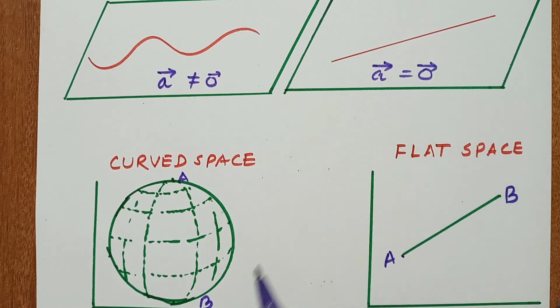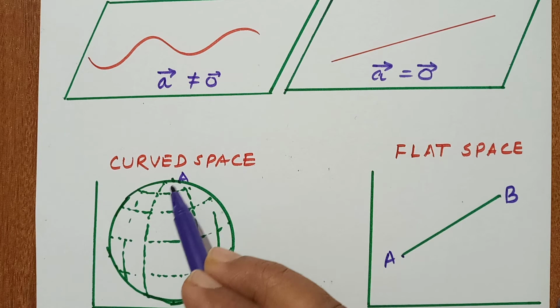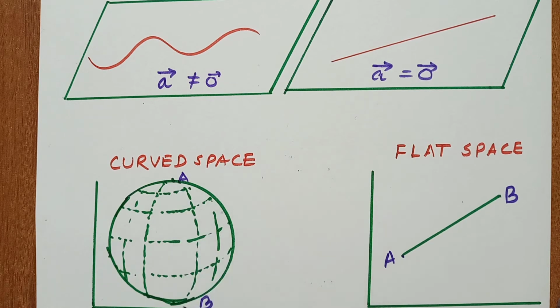But in curved space, between A and B, this is a curve, and the geodesic is a great circle. Here this is not a straight line, but in flat space, the geodesic is a straight line.